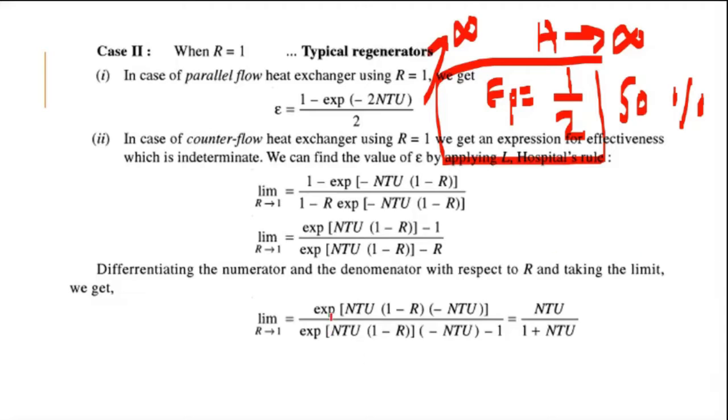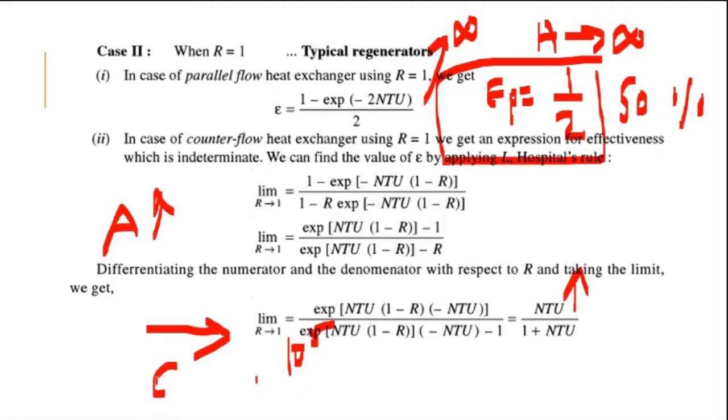Similarly, if I'm talking about a counter flow heat exchanger, say that the area value is very high. If the area value is very high, this NTU value is also going to be very high. Consider a large number, say 10,000, or 10 to the power 5, 10 to the power 10, any large number like that. So this effectiveness will be 10 to the power 5 divided by 10 to the power 5 plus 1. And this value will be approximately equal to 1.